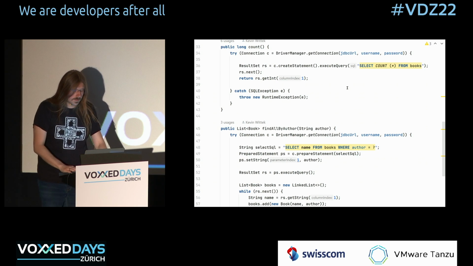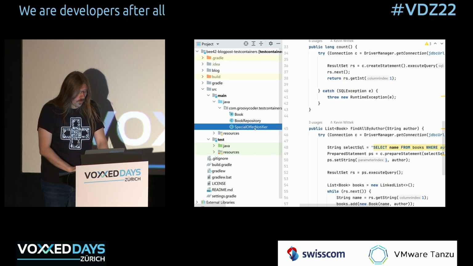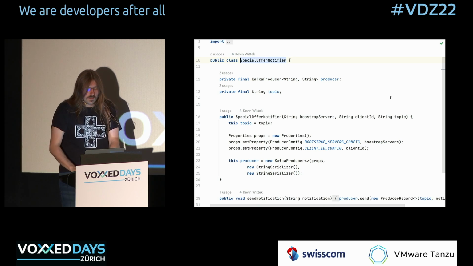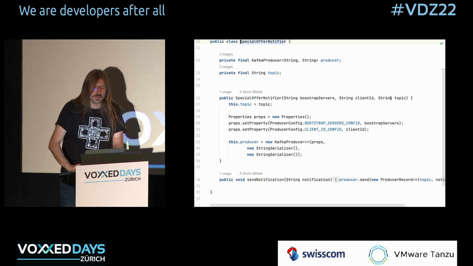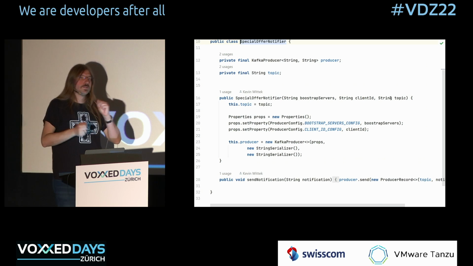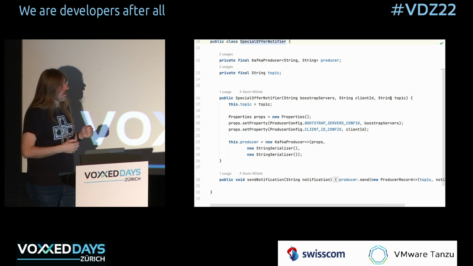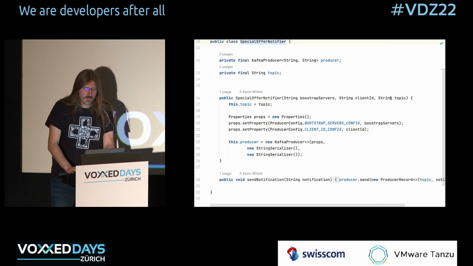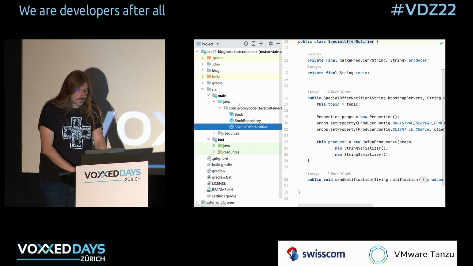So it can save books, it can count the books, it can search for books, and all just using plain SQL statements. And then here we have another class that can send out messages. Actually, just generic messages can be sent out to Kafka, and that's it. So nothing so useful we are doing here with the application, but it allows us to just think about, okay, how can we integration test those different components?